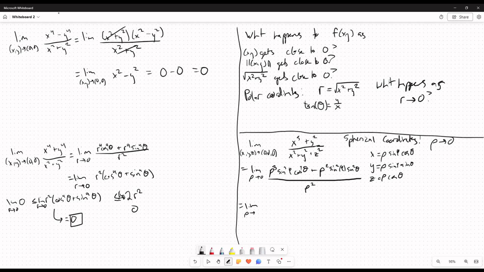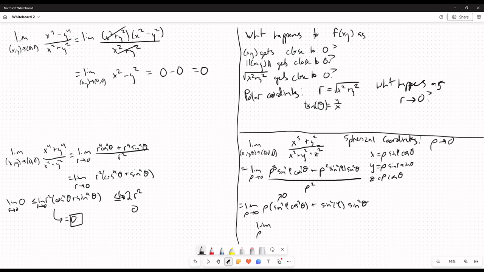So I'll have the limit as rho goes to 0 of rho times sine cubed of phi times cosine cubed of theta plus sine squared of phi sine squared of theta. And for reasons similar to what we did before with the squeeze theorem, this first part's going to go to 0.